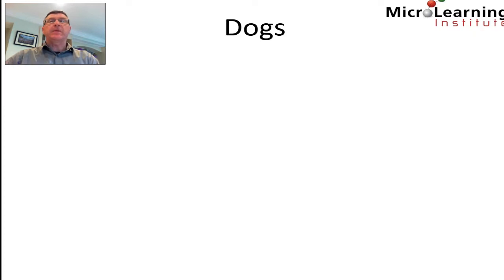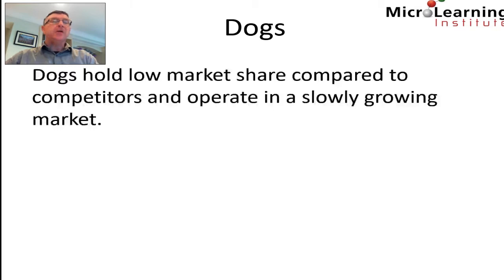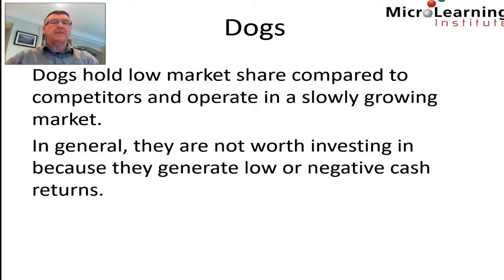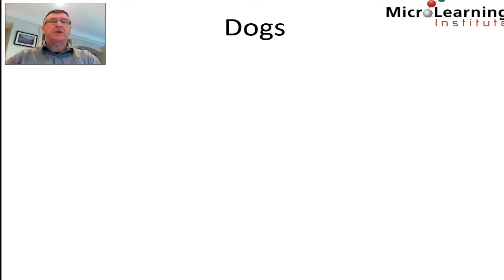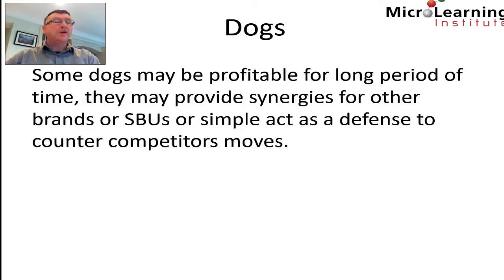Now let's look at what the BCG matrix categorizes as dogs. Dogs hold low market share compared to competitors and they operate in slowly growing market segments. In general, they are not worth investing in because they generate low or negative cash returns. Some dogs may be profitable for long periods of time and they may provide synergies for other brands or strategic business units or simply act as a defense to counter competitors' moves.